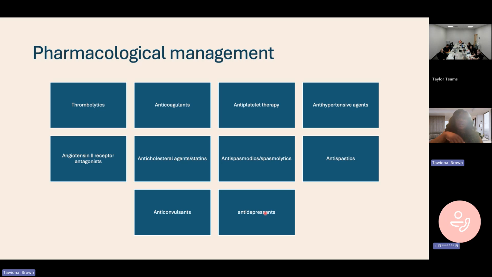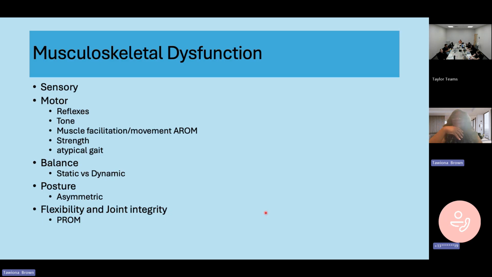But as far as pharmacologic management, because of the seizure, anticonvulsants. They're trying to control your cholesterol, so anti-cholesterol agents. They're trying to control your blood pressure and the clotting activity. So you have thrombolytics, anticoagulants, and antihypertensives that you're giving. So pharmacologic wise, you have to make sure that you're understanding the medication your patient's getting.